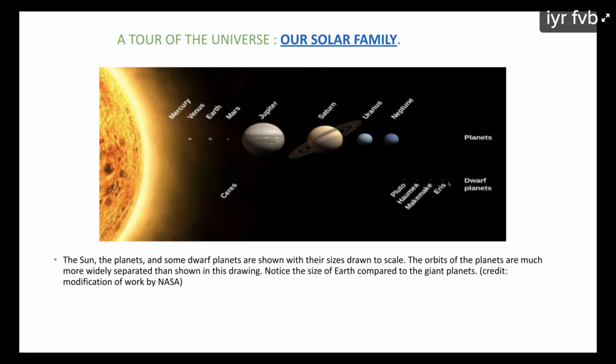And one thing you can get from this image is the size of the sun compared to the other planets, right? You can see the sun is very huge in terms of size. And then Jupiter and Saturn are very large planets compared to all the other planets in the solar system as well.